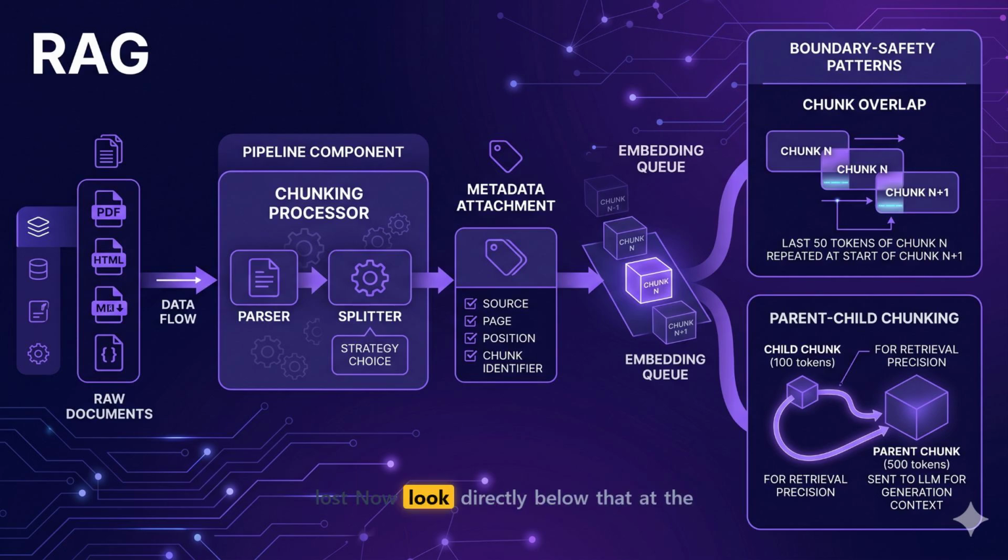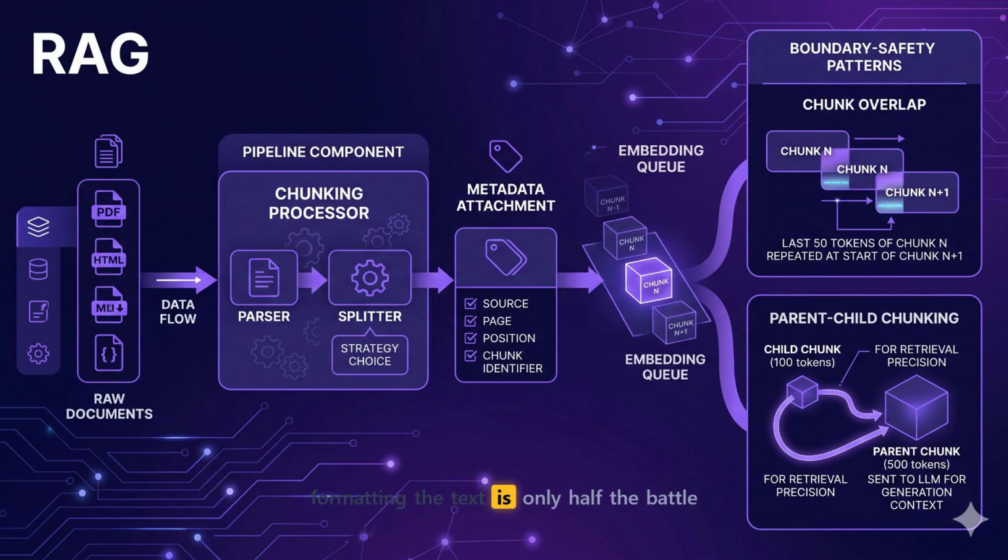Now look directly below that at the parent-child chunking pattern. This is a game changer. Instead of compromising on chunk size, we create tiny 100 token child chunks for retrieval precision. But we link them to a larger 500 token parent chunk. We retrieve using the small hyperfocus child vector. But we hand the massive parent chunk over to the LLM so it has full generation context. By structuring our data pipeline this way, we ensure that every piece of information is perfectly shaped, fully trackable, and safe from boundary cuts before it ever hits our vector database.